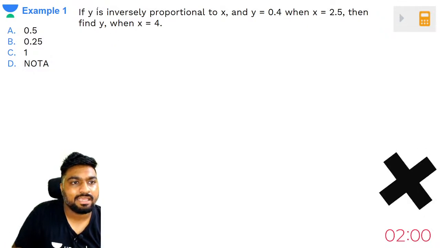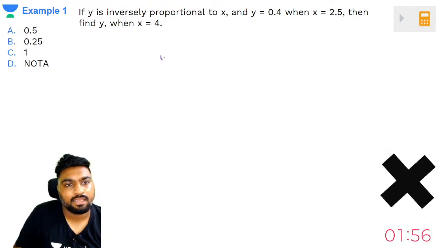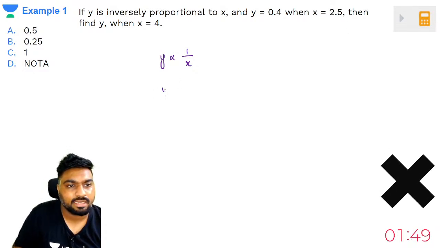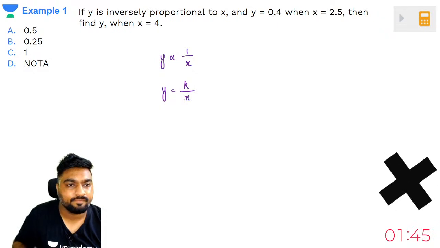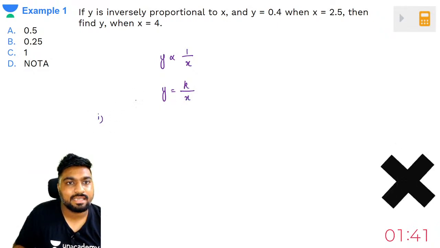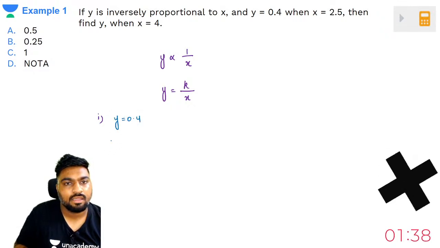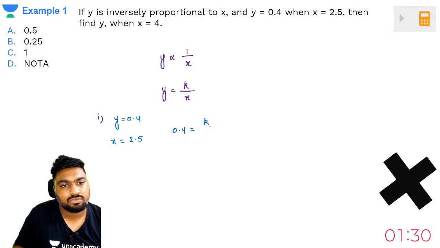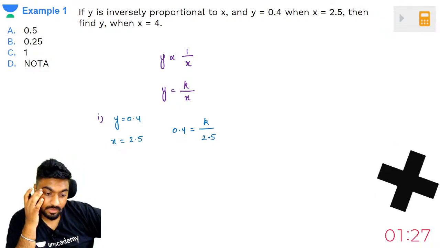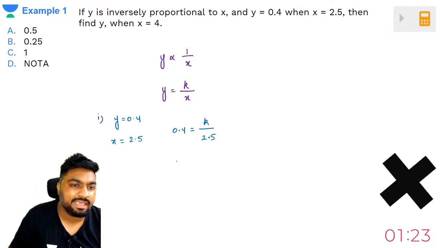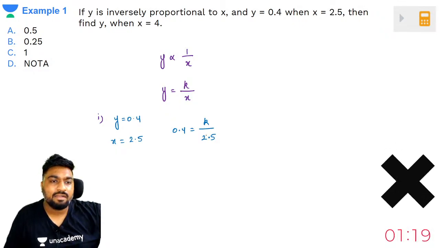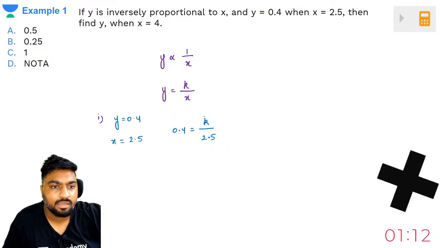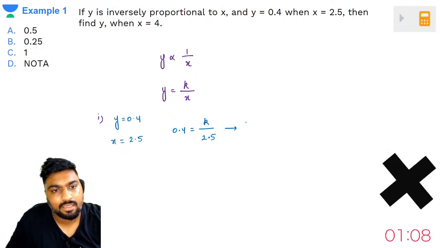Okay. If y is inversely proportional to x, they're saying, right? Y is inversely proportional to x, and y is equal to 0.4 when x is 2.5. So what can I say? I can say y is equal to some constant by x. In the first case they're saying y is equal to 0.4, x is equal to 2.5. So can I get the value of the constant k? 0.4 is equal to k by 2.5. Correct? So what is k here? Anyone? What will be k? 100 by 25 is 4. 10 by 2.5 is 4. So what is k? K is equal to 1.